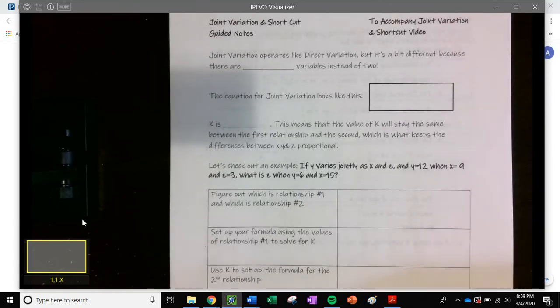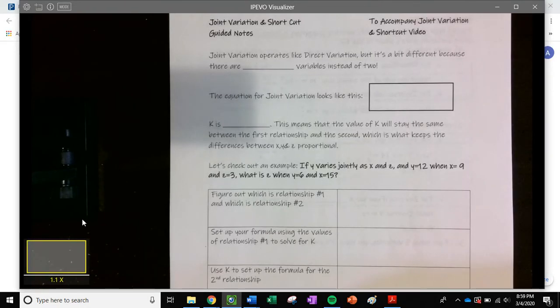Okay, so this is the last bit of notes for the variations portion of our functions unit. And this one's about joint variation and also about shortcuts. So, joint variation, just going to dive right in here.